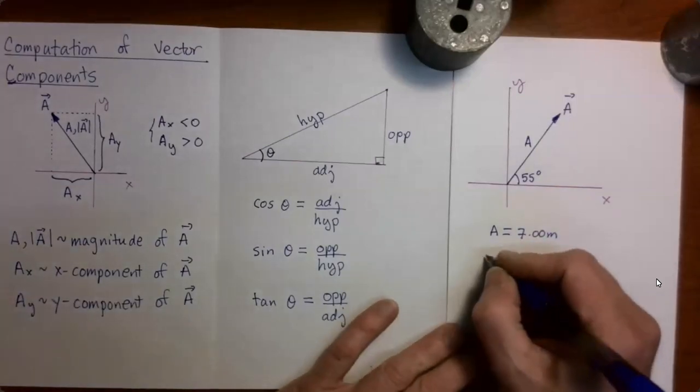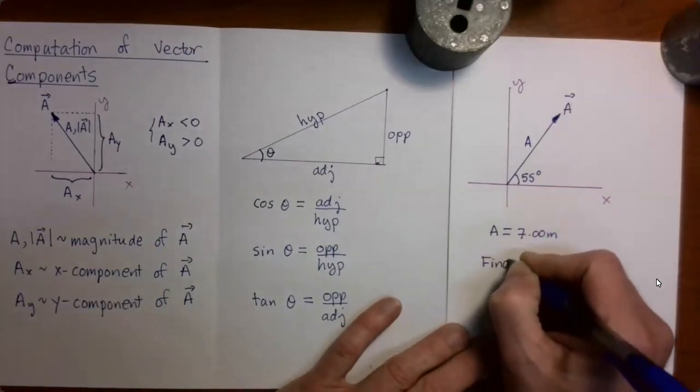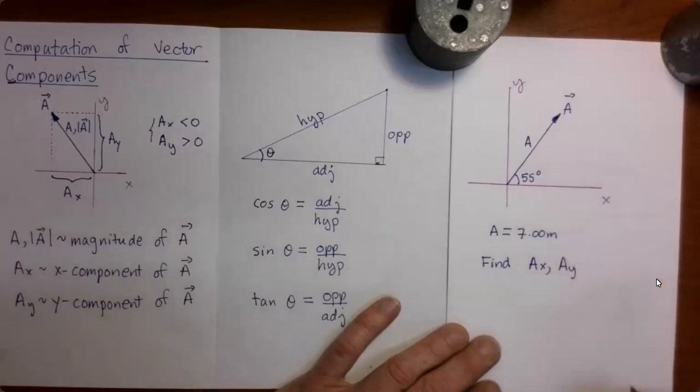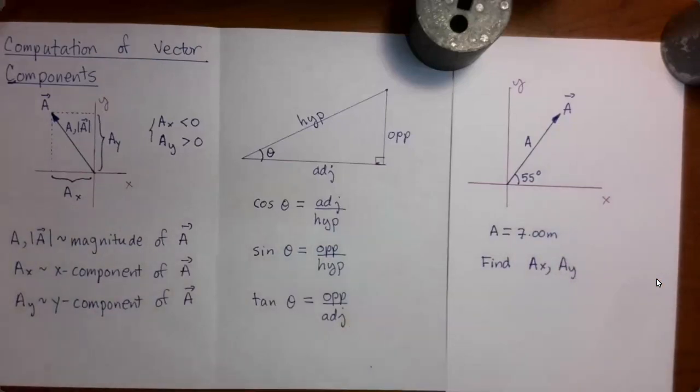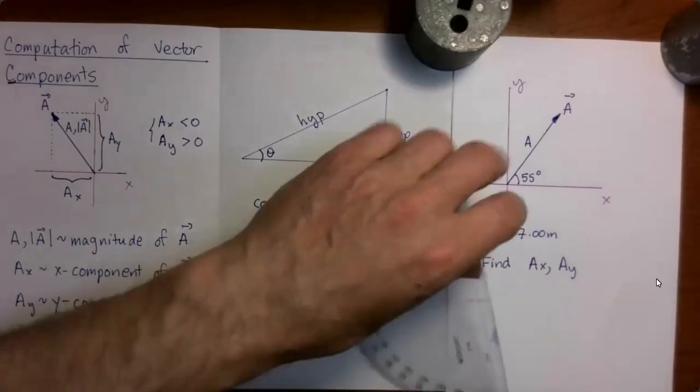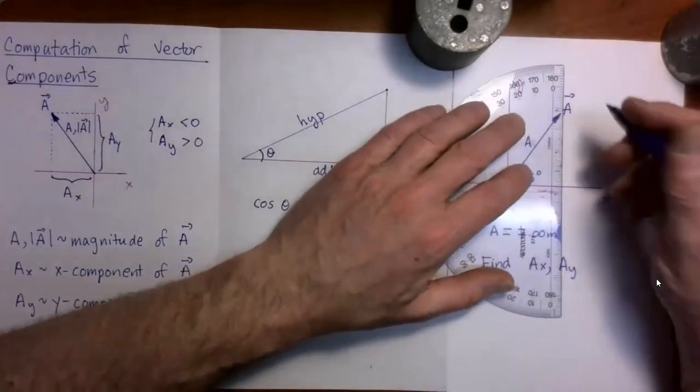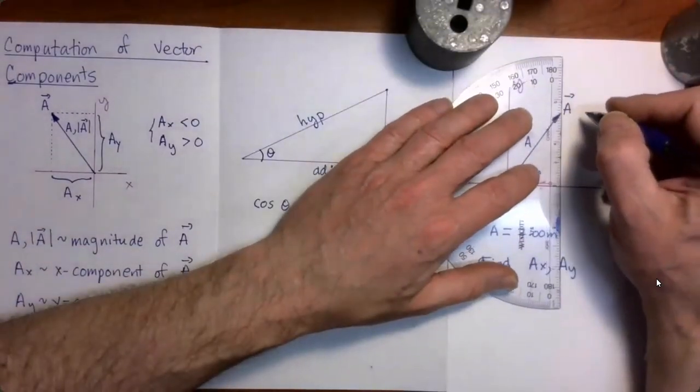From this information, we want to find the x component of vector A and the y component of vector A. What I'd like to do for these kinds of problems, at least when we are first starting out with vectors, is first of all illustrate what the x and y components look like. So I'm going to go to the tip of vector A.